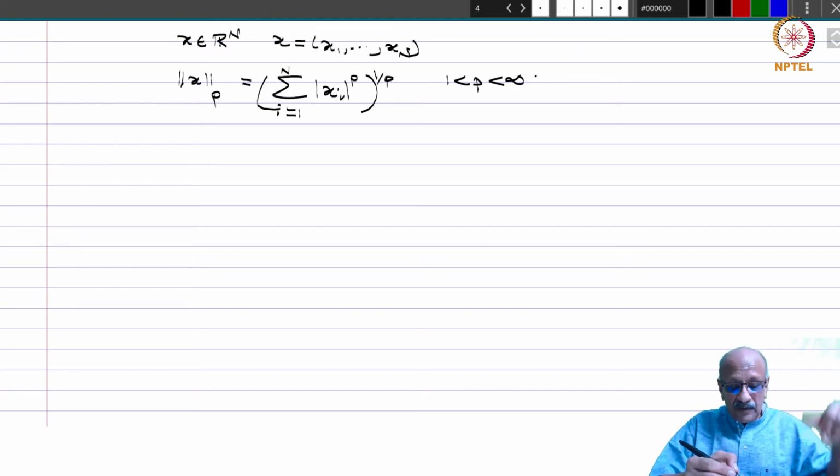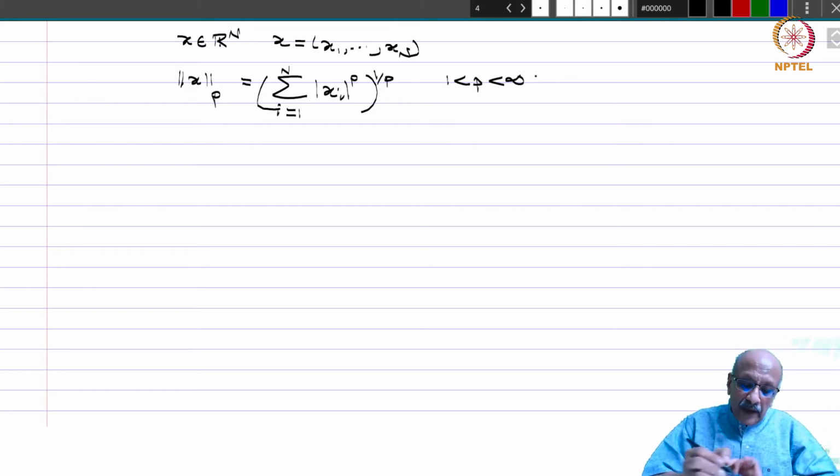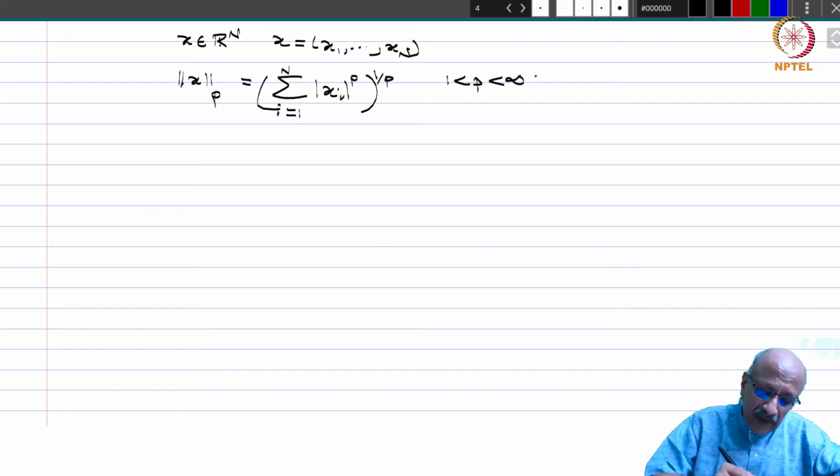We also saw that if this defines a norm, then R^n with this norm is in fact a complete normed linear space, or in other words, a Banach space. Okay, so we make the following definition.